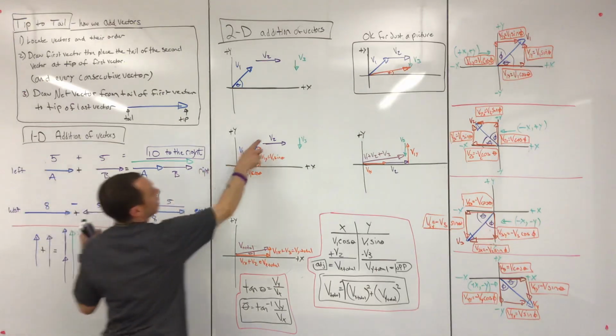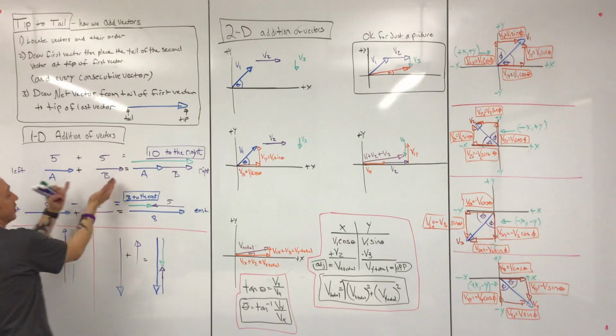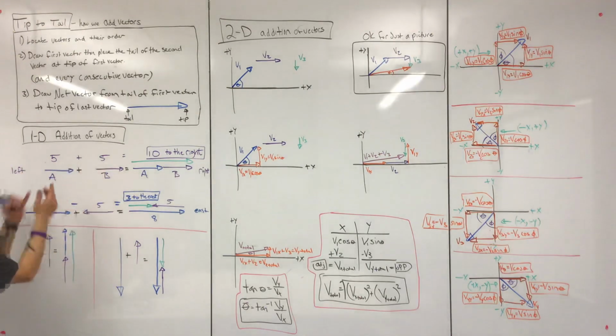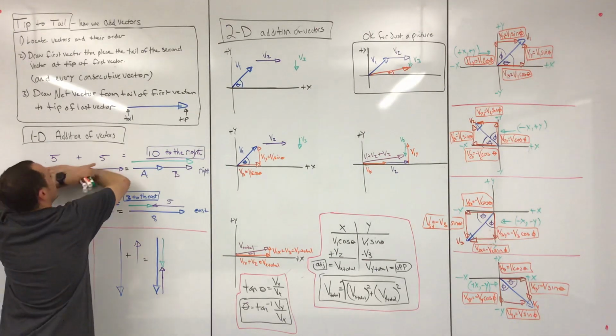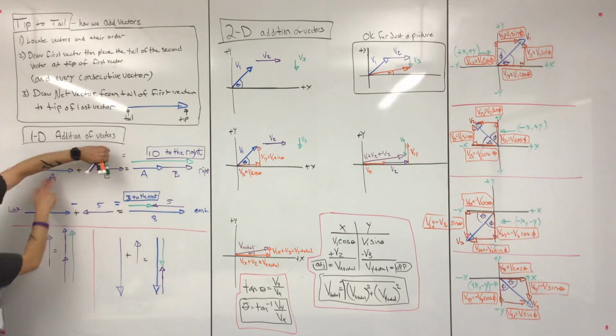If they weren't told, like V1, V2, V3, the first vector is the first one given. The second vector is the second one given, right? Just like numbers. If I were to give you 5 plus 5, 5 is the first number given, right? So just like I'd give you two vectors, A is the first vector given.